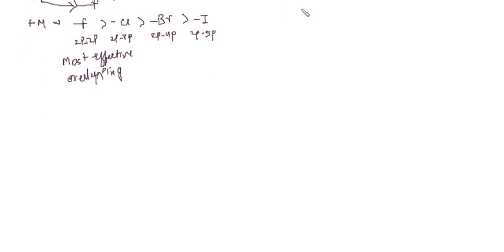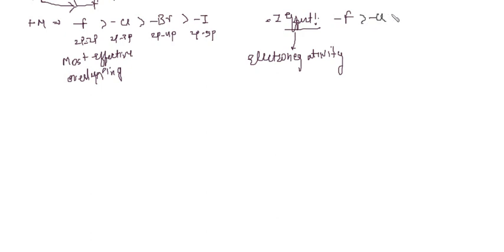Now if we talk about minus I effect, we know minus I effect depends on electronegativity. The fluorine is more electronegative than chlorine, than bromine, than iodine. This is the electronegativity order.